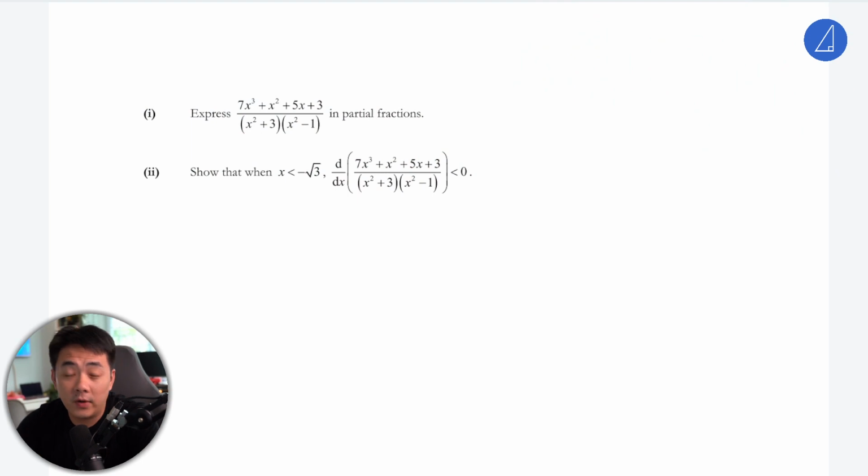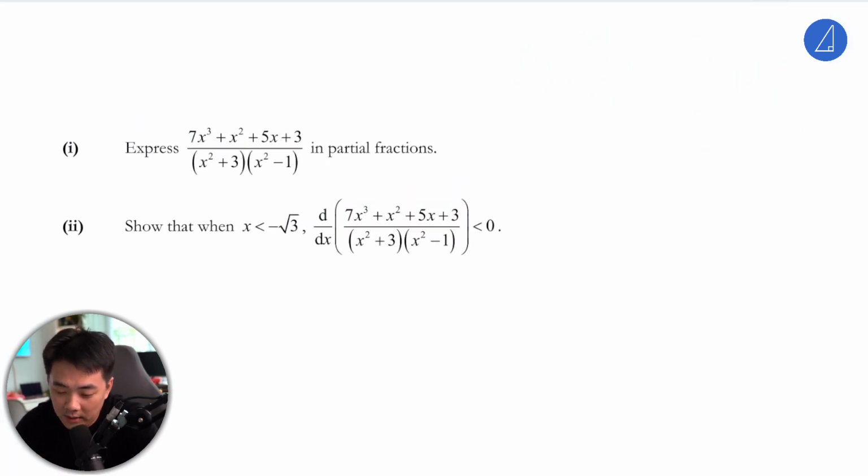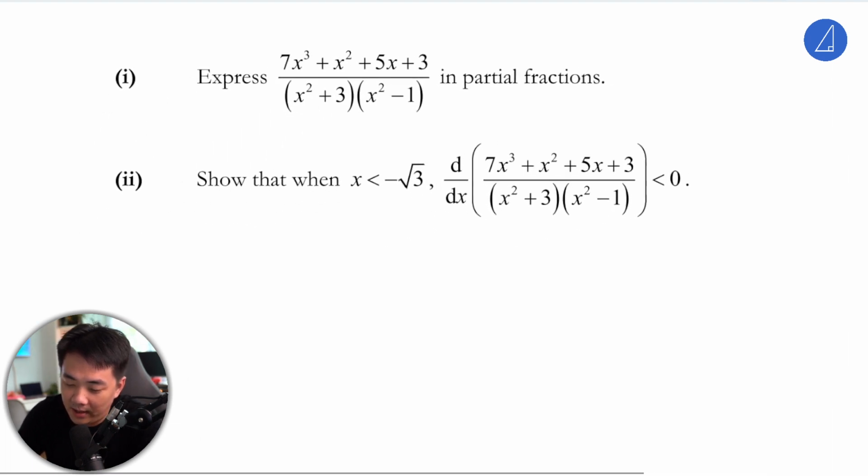Hi students, let's look at this question here, which is on partial fractions, and after which the application of differentiation. I think this is pretty okay. So express this in partial fractions. I think the first part shouldn't be an issue.